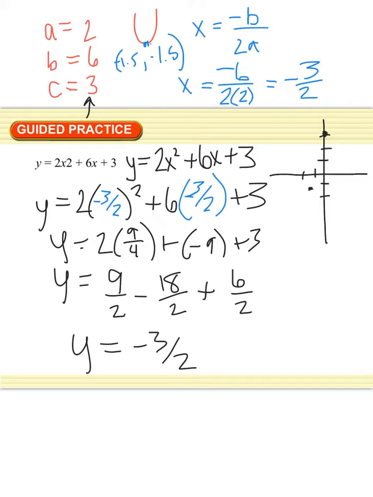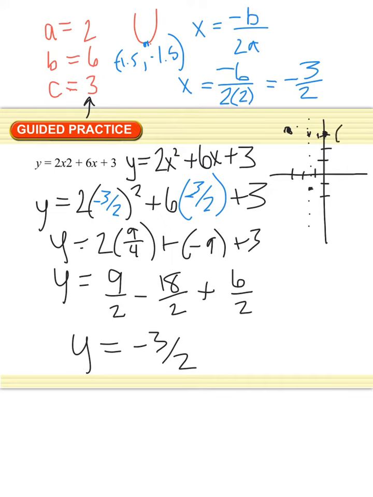Now remember, our line of symmetry goes through our vertex, so we're going to have this vertical line of symmetry, which is at negative 1/2. So I need to go the same distance to the left of that line of symmetry as I have on the right. So I'm 1.5 away from my line of symmetry. So I need to go 1.5 away on the left side.